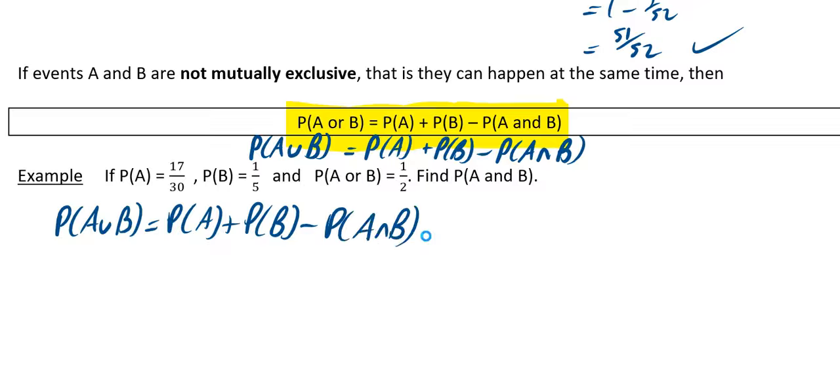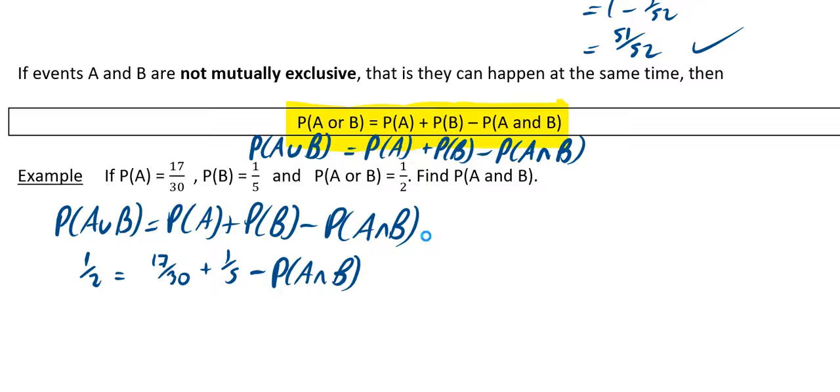And from experience, I would have preferred to have rearranged this to make probability of A intersect B the subject of the formula here, but from experience people prefer to just fill it in and then we will rearrange. So 1/2 is our A union B. Probability of A was 17 over 30. Probability of B is 1 over 5. And then what we're trying to find is the probability of A intersect B.